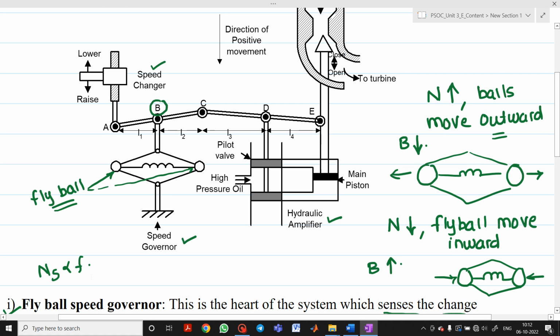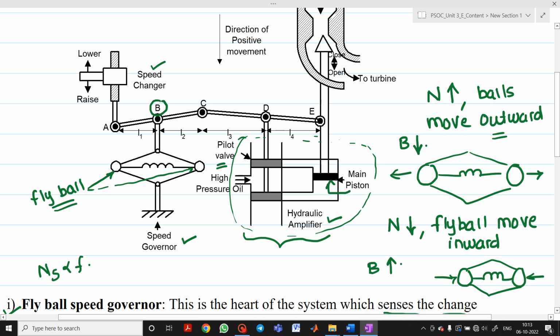Now the next important point is the hydraulic amplifier. This will be the structure of the hydraulic amplifier. Now let's have a discussion about this. It includes two main parts. First one is a pilot valve, and second one is a main piston.